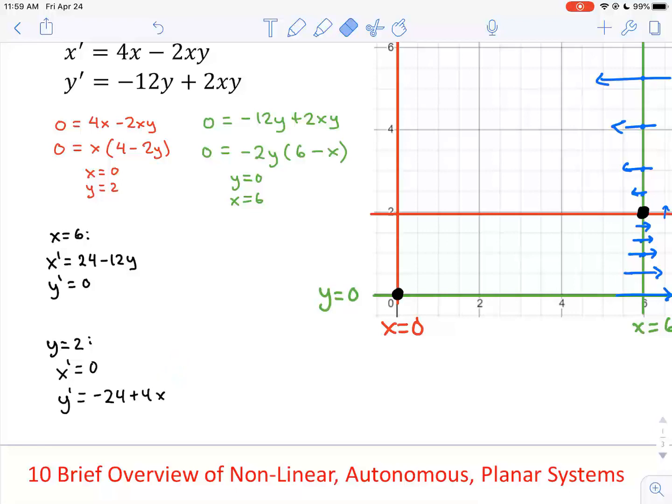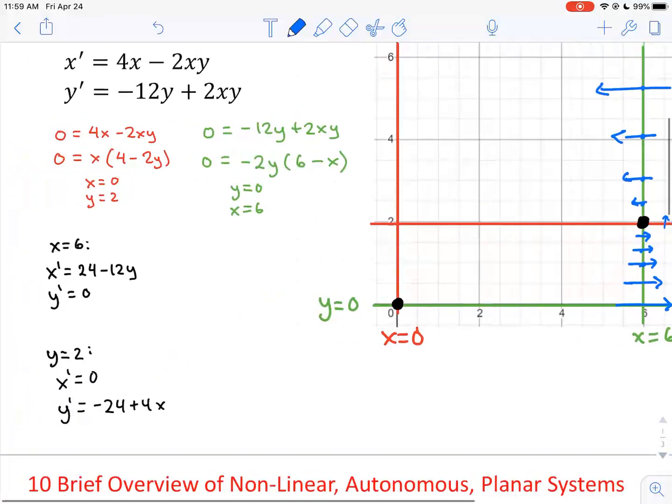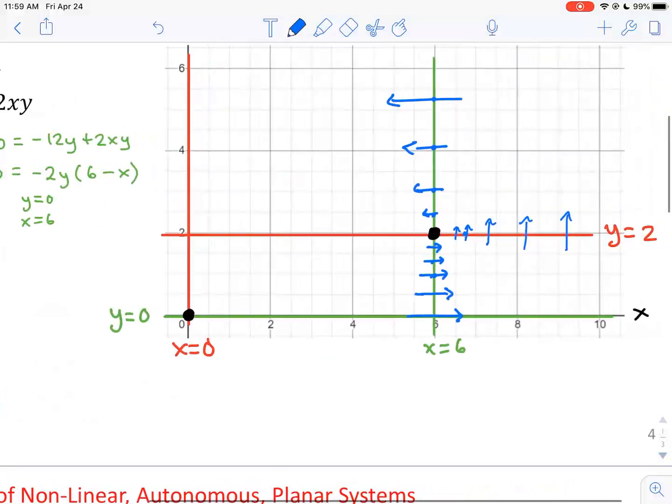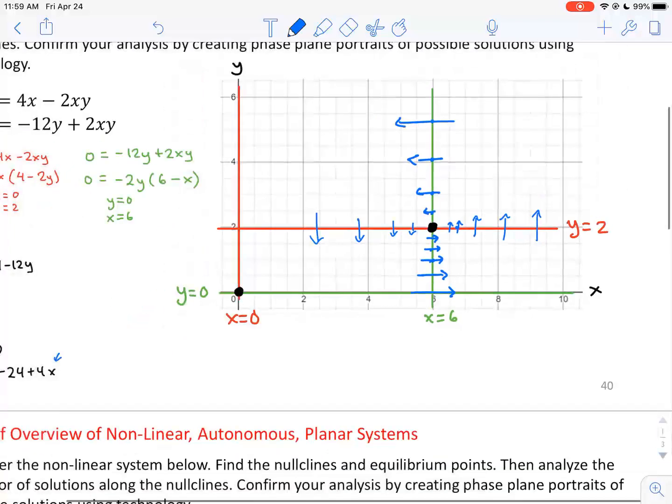And if you pick x coordinates left of 6, like start with 5, plug in a 5 there, you're going to get a negative 4 y prime. And the further away from x equals 6 we get to the left, the more negative y prime will become. So the y's are dropping, and then the further you go this way, they drop more and more rapidly.